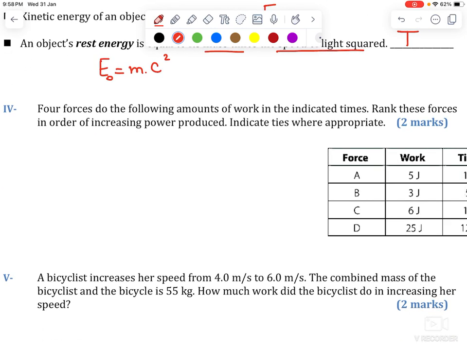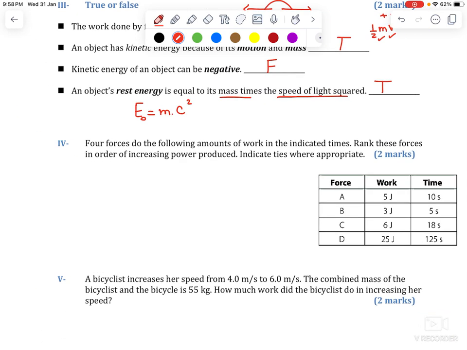Number 4, I have 4 forces. They do the following amounts of work in the indicated times. Rank these forces in order of increasing power. There may be some ties, so let me find the power for A, which is the work divided by the time. That's the general formula. For A, the power equals 5/10, giving me 0.5 watt.